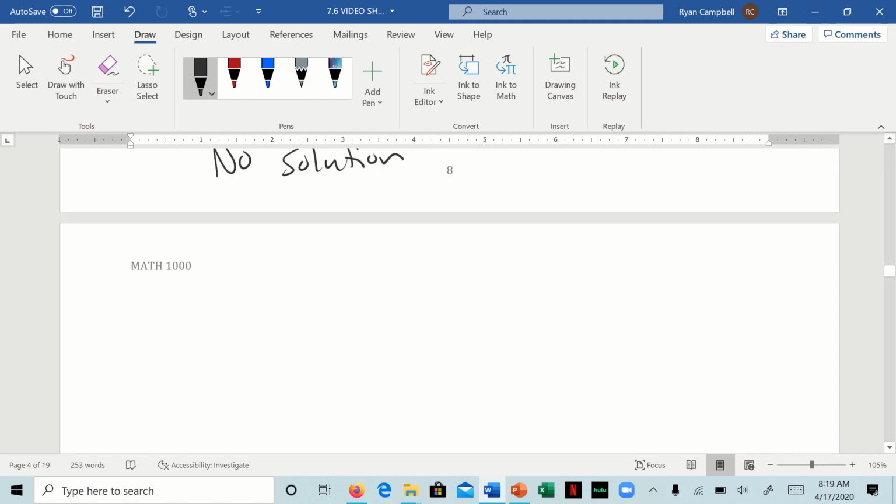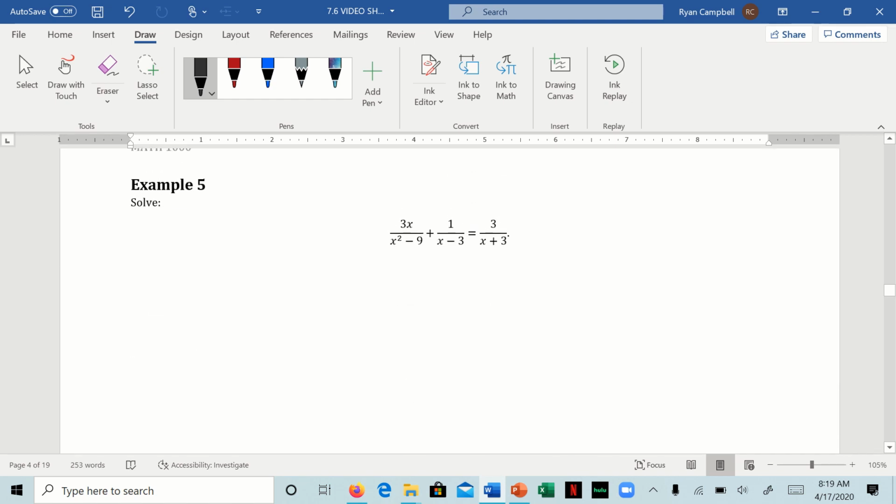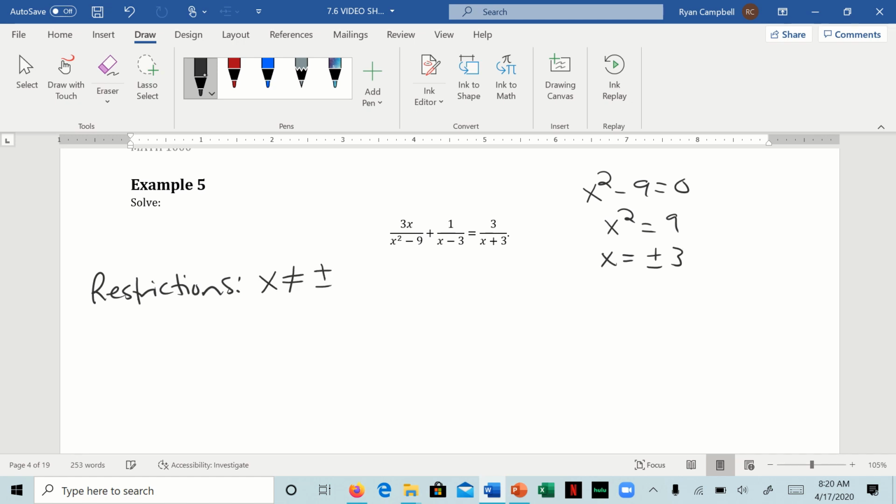All right, number 5. Let's look at this one. All right, so restrictions. What are the restrictions? Let's look at each denominator. So the first one, x squared minus 9. What x's make that 0? So x squared could equal 9, which would mean x is plus or minus 3. Don't forget the plus or minus 3, which means x cannot be plus 3 and it can't be minus 3. So if you want to write that out like that, you can do that as well.